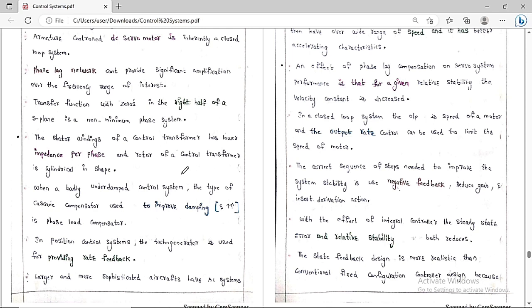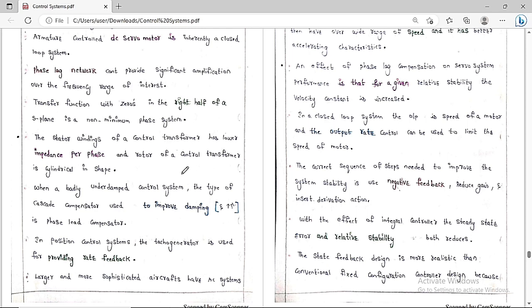Finally I can say whenever a badly underdamped control system is there, whatever compensator you should keep in this control system in order to improve the damping ratio, it is the phase lead compensator. So with the phase lead compensator, the damping ratio is always going to get increased. This one I already told you so many number of times.